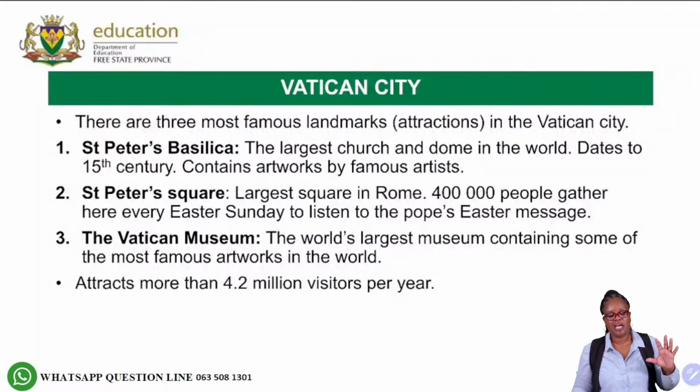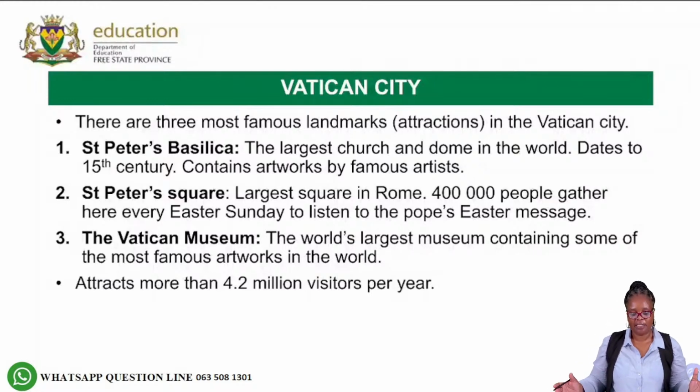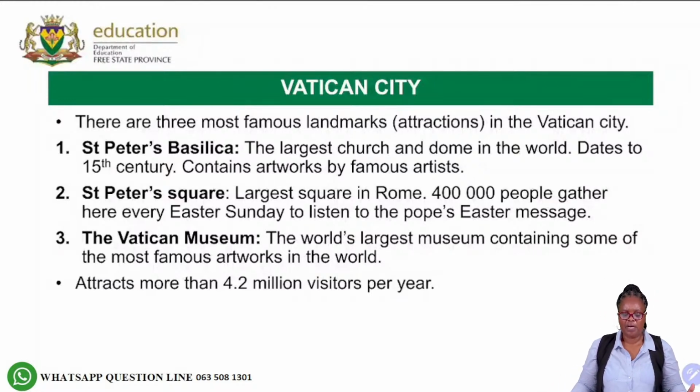Vatican City has three most important famous landmarks. Number one, we have St. Peter's Basilica. This is the largest church and dome in the world. That's why Vatican City is an attraction. They have this largest church and dome in the world, and it started back in the 15th century. And inside there, they have lots and lots of artworks by famous artists. That's what we find there.